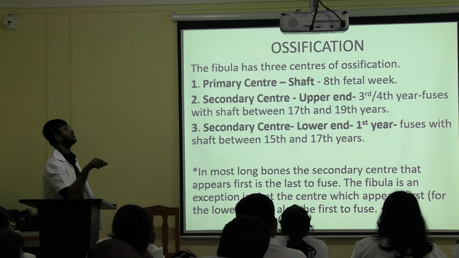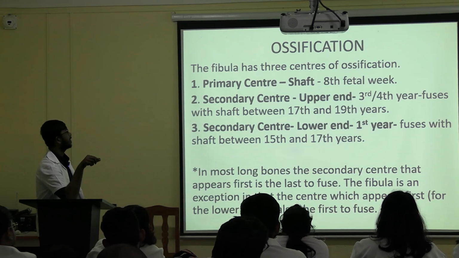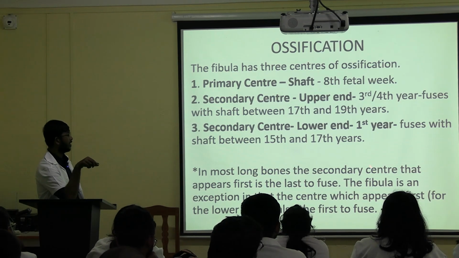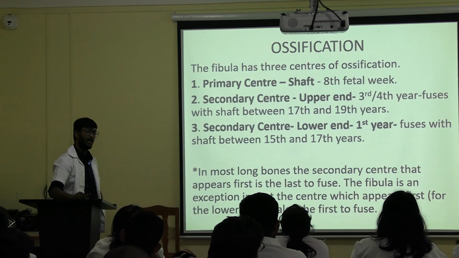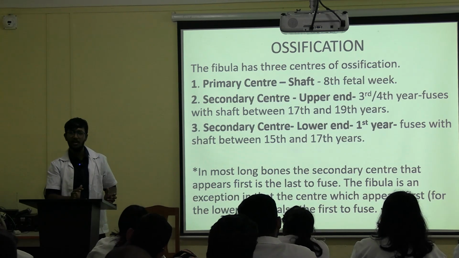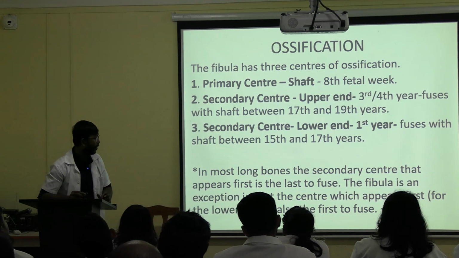So in the lower end, it first appears in the first year and fuses in 15 to 17 years. And the secondary center in the upper end appears in the 3rd and 4th year, and fuses with the shaft between 17 and 19 years. Now there is a catch: in most long bones, if the secondary center appears first or earlier, then it also completes earlier. But in case of fibula, it is opposite.